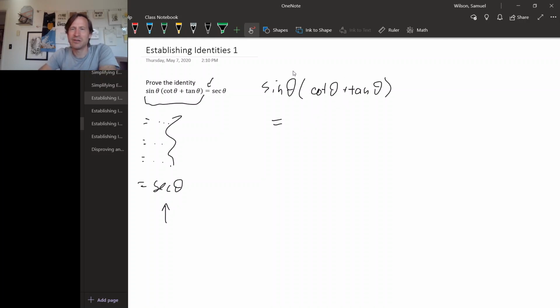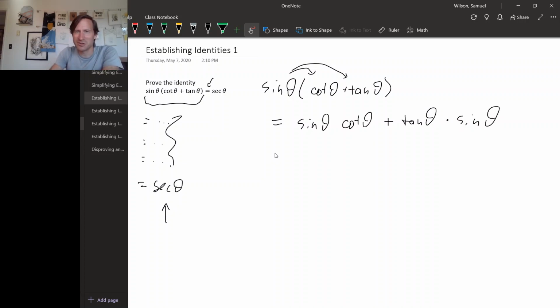So let's see. Well, there are a couple things you could try. I guess one thing to try is just to distribute this sine theta. That seems like a sensible thing to do. So we get sine theta times cotangent theta plus tangent theta times sine theta. I reversed my order for some reason, but that's okay. Now what?